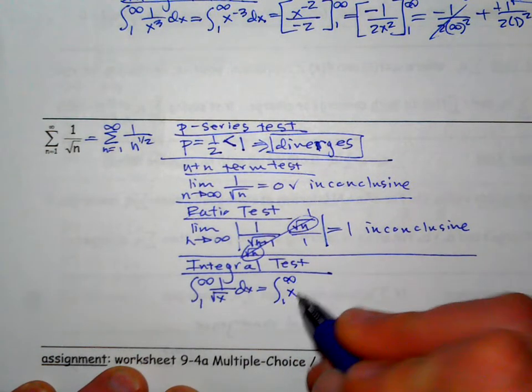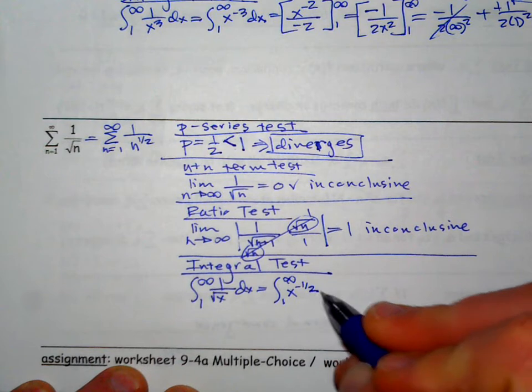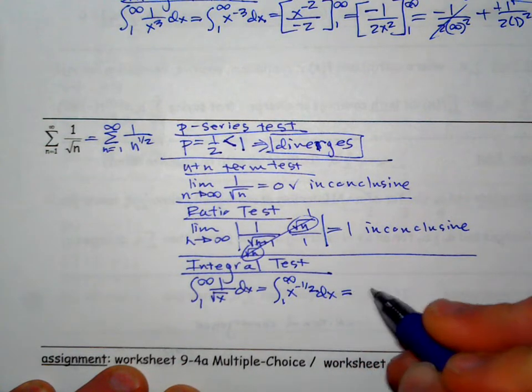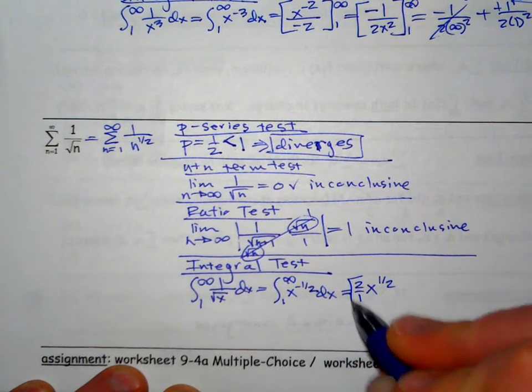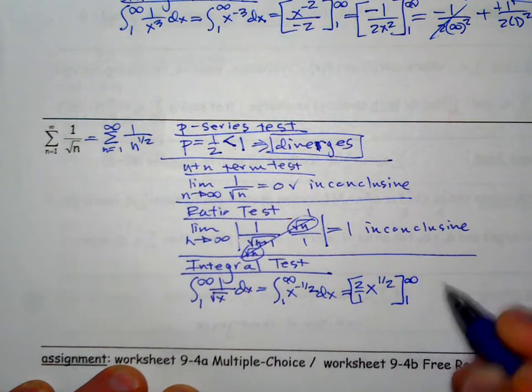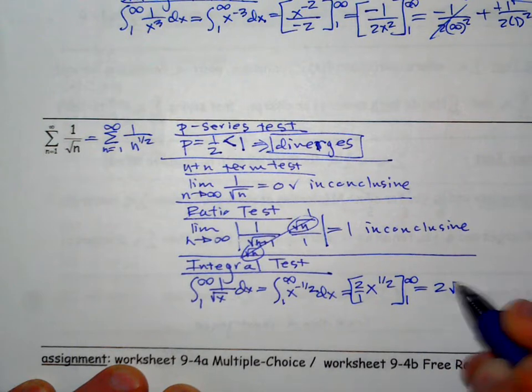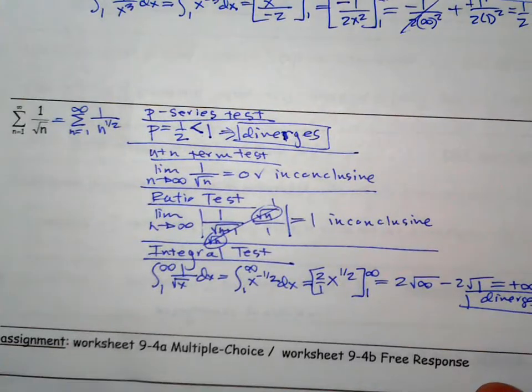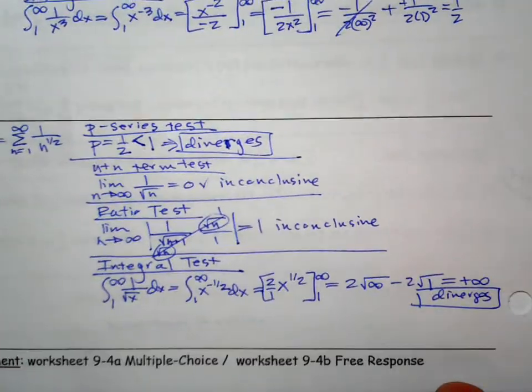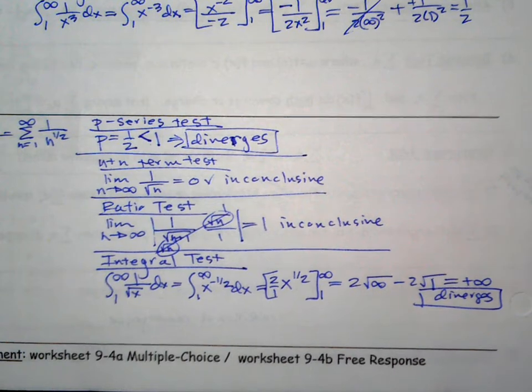Now, I would rewrite it like this and realize that this is a power rule. So increase it by 1, divide by the new exponent, multiply by the reciprocal if it's a fraction. So we're going to get that, and it diverges. So our series also diverges. So there you go. Just some more practice.